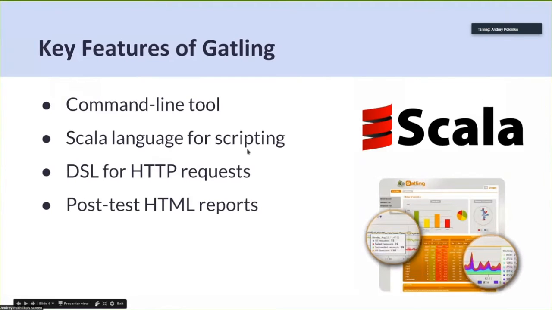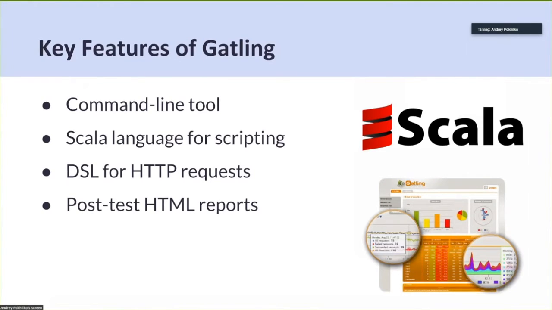Key features of Gatling are that it has no GUI and no web UI; it has only a command line tool style of usage. It uses the Scala language for scripting. Scala is very much like Java, and the whole Gatling tool is built in the Java language and runs on top of the JVM.